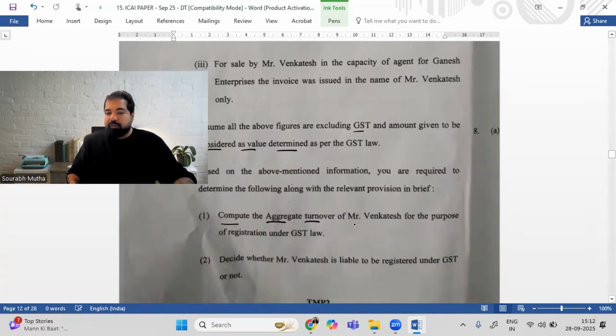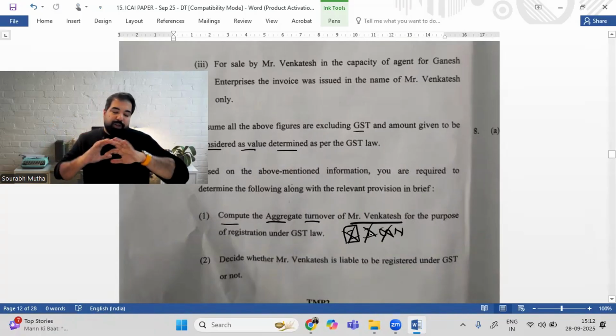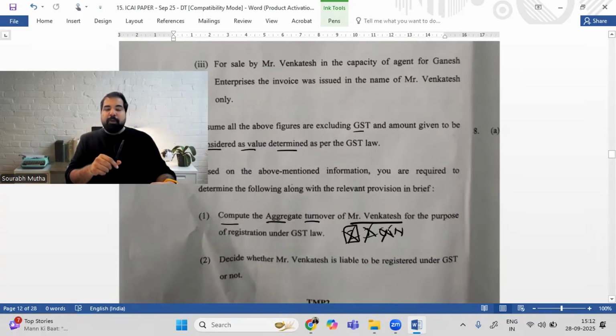Compute aggregate turnover of Mr. Venkatesh. As you know, guys, aggregate turnover means whatever you're selling outside except inward supply. You will not take any inward supply. If that is there, you will exclude it. You will not take interest. You will not take the GST. If you're supplying with GST, you will take the excluding GST amount. Example, if I'm supplying this pen for 100 plus GST 18, 118, I will include in my aggregate turnover only 100. And non-taxable, guys, the shortcut is, non-taxable only at Schedule 3.